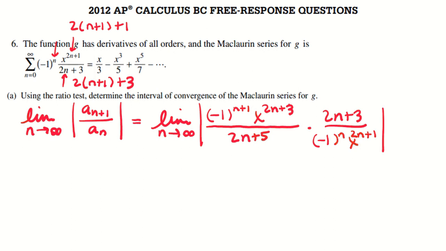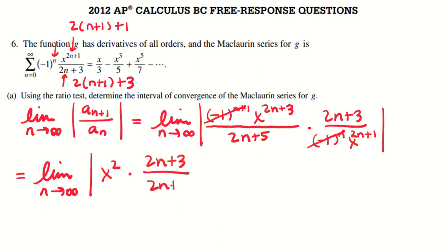Before I do anything else, I'm taking the absolute value, so I don't need to worry about these negative ones. Also, I see 2n plus 1 powers of x in the denominator and 2n plus 3 powers of x in the numerator, which is net 2 more powers of x in the numerator. So when I cancel them off, and don't forget your limit notation, I'll have x to the 2, and then all the stuff with n together, 2n plus 3 over 2n plus 5. As n goes to infinity, that fraction gets closer and closer to 2 divided by 2, which is 1. So this limit is the absolute value of x squared.